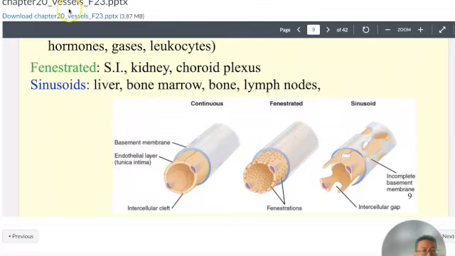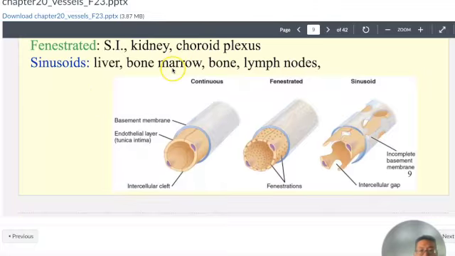Fenestrated, like the small intestines, kidneys, and choroid plexus. Remember choroid plexus in the brain? It makes CSF. Sinusoidal, in the liver, bone marrow, bone, and lymph node. So it looks like that. Fenestrated looks like that. And continuous looks like that.